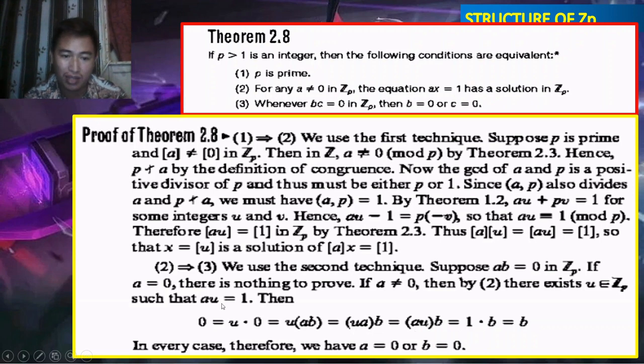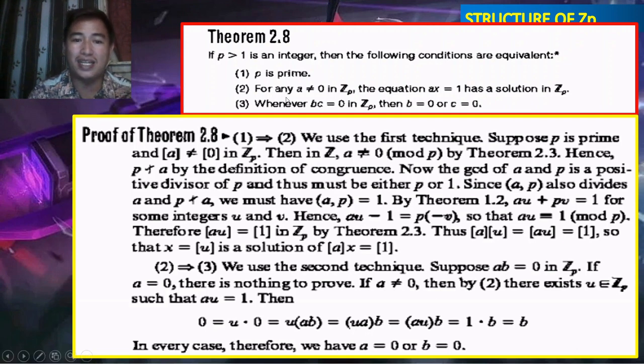Okay, 1 naman yung AU dira. AU equals 1 gigamit ana. So 1 times B is equal to B kay 1 times B is B. So na sure na to class nga si B kay equal ni 0. So we are done in the class. So in every case, therefore, we have A is equal to 0 or kung dili 0 si A, si B ang 0, or B is 0. Okay, we're done. Sa 2 implies 3.